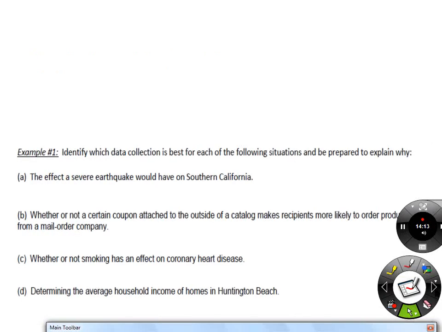So here's some scenarios, and let's talk about how we think we would do this, okay? Well, write it down. Okay, part A. If you wanted to test the effect a severe earthquake would have on Southern California, would you do a survey, an experiment, an observational study, or a simulation?